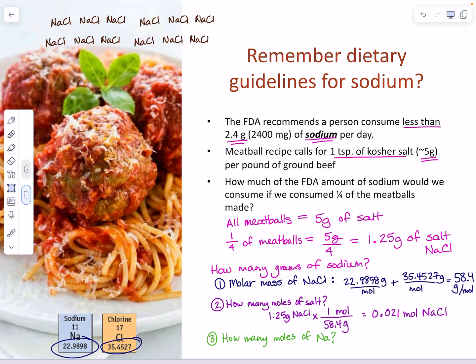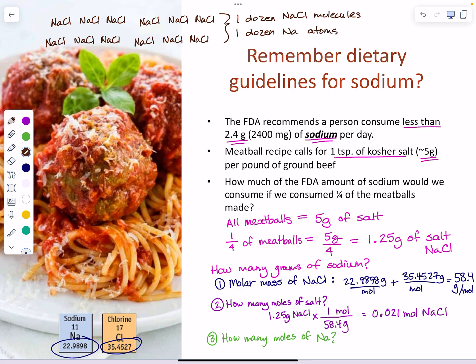So there would be 12. One mole would be 6.022 times 10 to the 23rd, if we were talking about number of things, but we're going to stick with the unit of the mole. So if I have 1 dozen NaCl molecules, I have 1 dozen sodium atoms. Okay? So if I have 1 mole of sodium chloride molecules, I have 1 mole of sodium atoms.